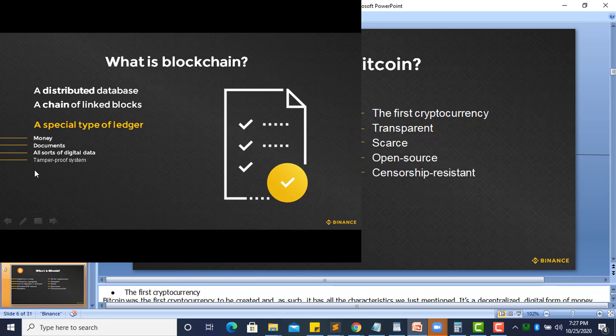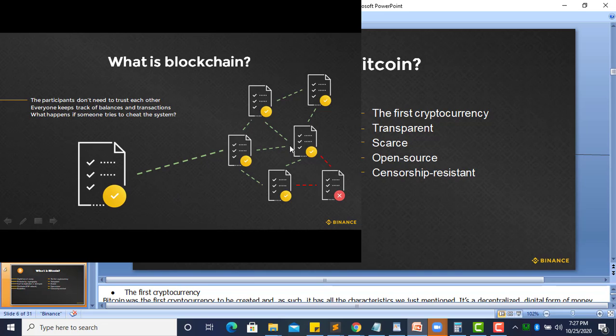So all sorts of digital data, a tamper-proof system. So what are the characteristics of blockchain? Nobody can alter it. Nobody can change it. The information is distributed in everybody's system, everybody's computer, so for you to be able to change information, you need to cooperate with everybody in the whole world, which is not possible. So that is how difficult it is for it to be manipulated. So that is blockchain.